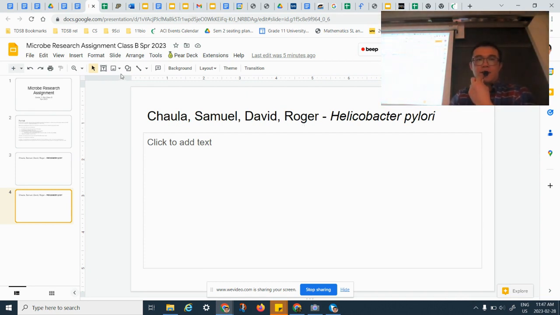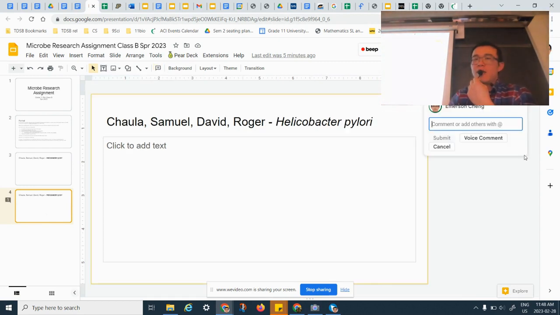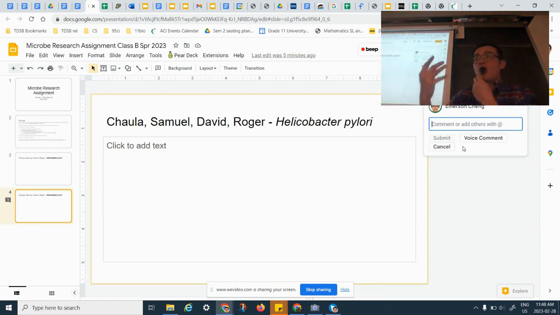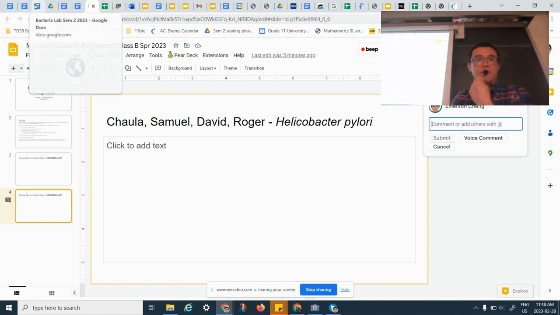You will use the comment function, basically. The add comment function here, and you will type in whatever questions or comments you have on other people's slides, okay? The point of this activity is not only that you learn about your microbe, you will also learn from other people's presentations, okay? So that will be done individually.